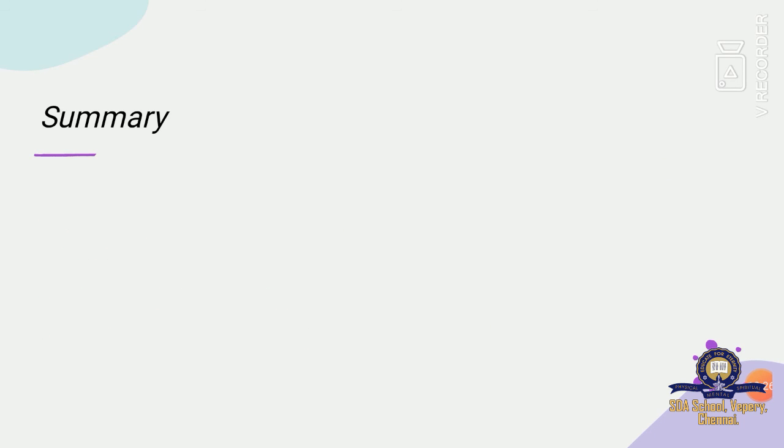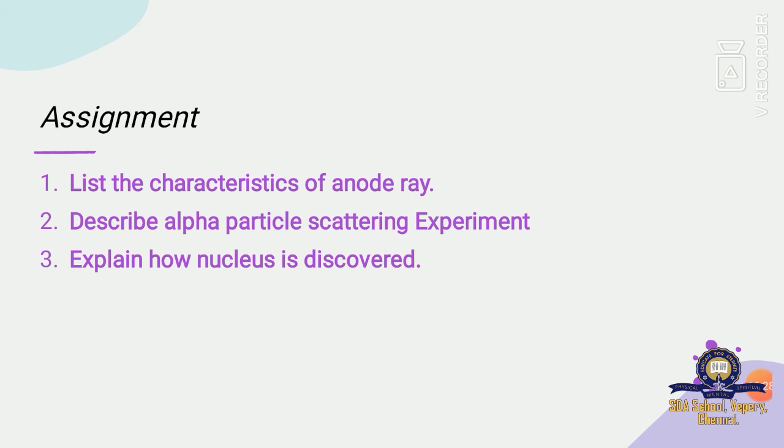Students, I hope you all understood today's topic. The assignment for this video is learn the following questions. List the characteristics of anode ray. Describe alpha particle scattering experiment. Explain how nucleus is discovered.